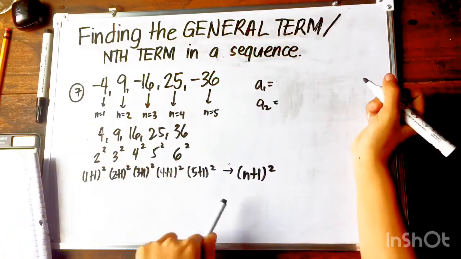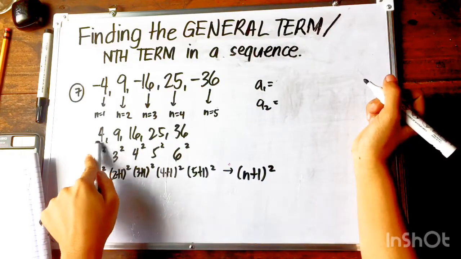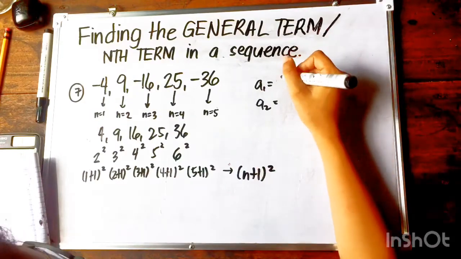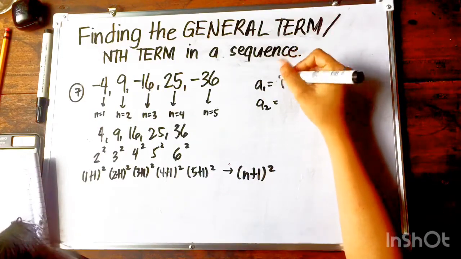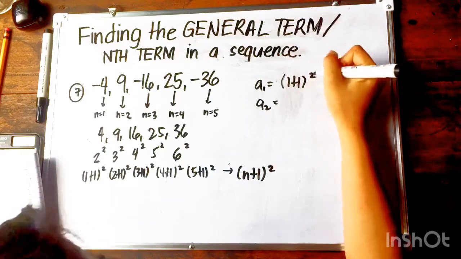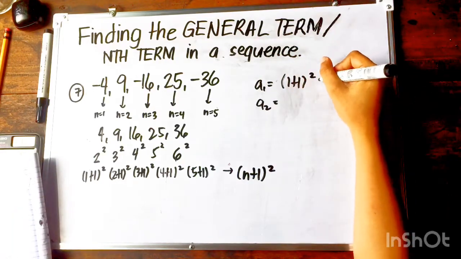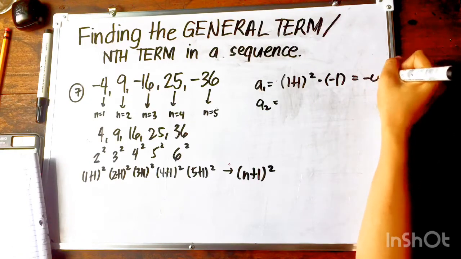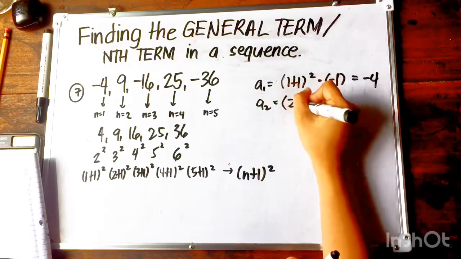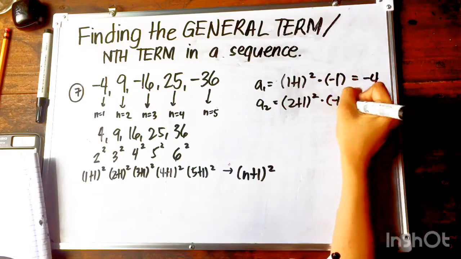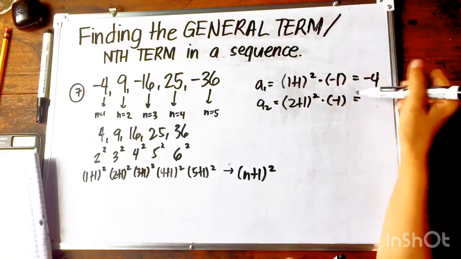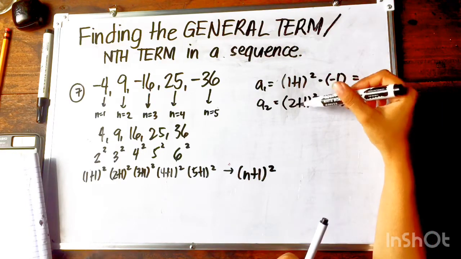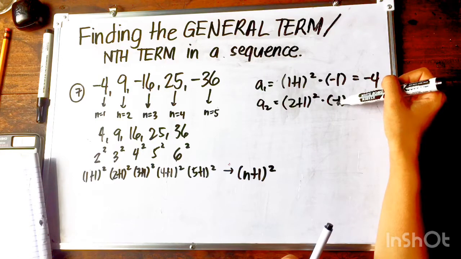So, again, sabi ko, na-generalize na natin yung mga terms. Yung problema na lang natin is the sign. Okay? Now, a sub 1 is just 1 plus 1 squared, diba? Kasi 2 squared siya. And then, if we're going to multiply negative 1, still, that is negative 4. Dito naman, 2 plus 1 squared times negative 1. Kapag ganito class, ang sagot natin is negative 9, diba? 2 plus 1, 3 squared is 9.